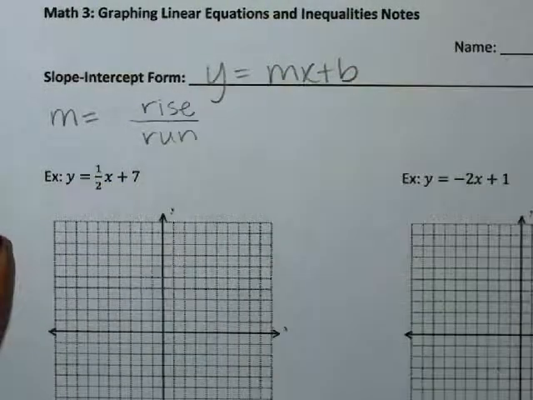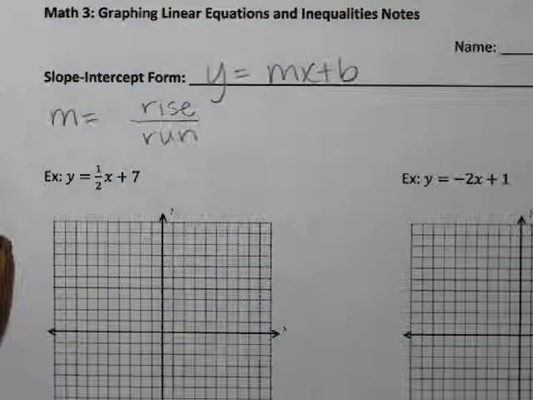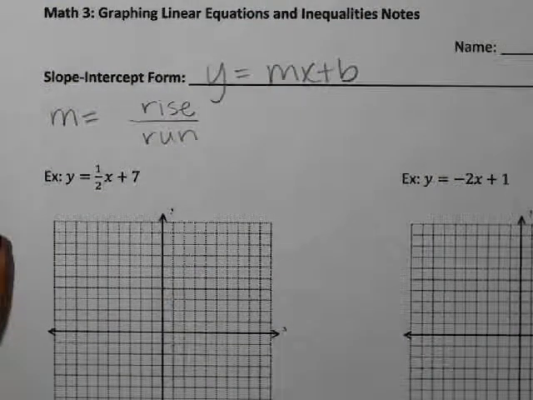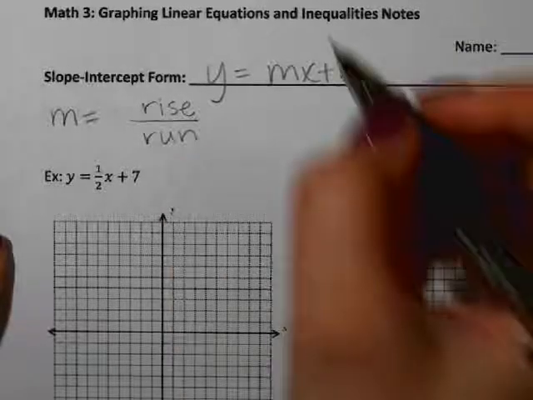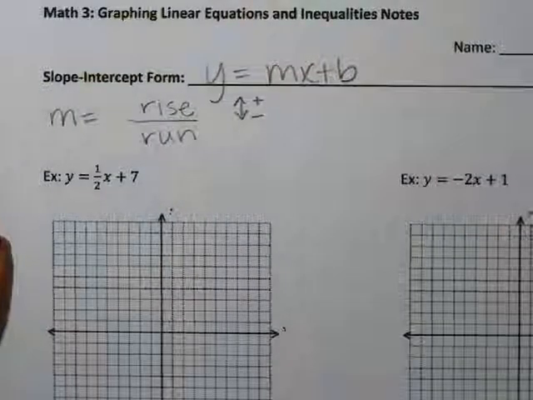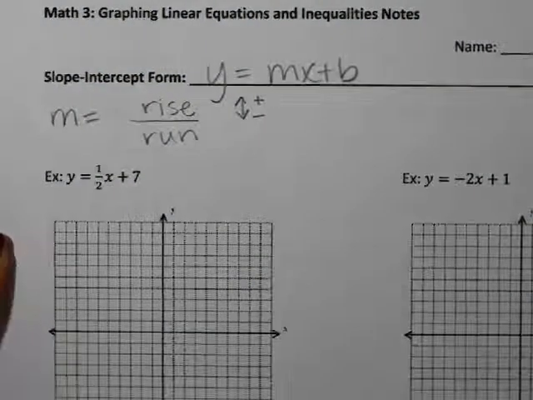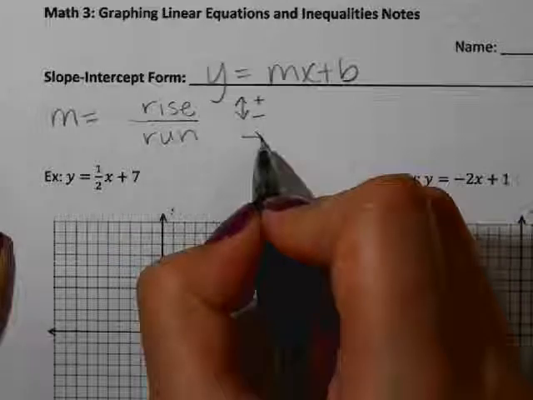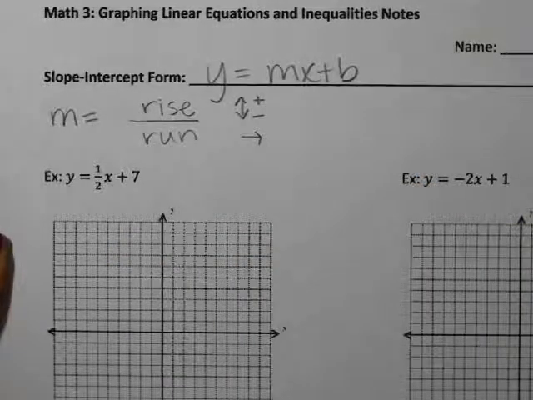So if the slope is written as a fraction, the top number tells you if you should go up or down. If it's positive, you go up. If it's negative, you go down. So I'm going to write the top number tells me to go up or down. Up if it's positive, down if it's negative. The bottom number always tells me to go to the right. Always to the right. The only time I go to the left is if I don't have space. Okay? So up or down, always go to the right.